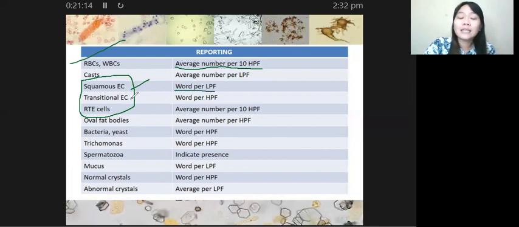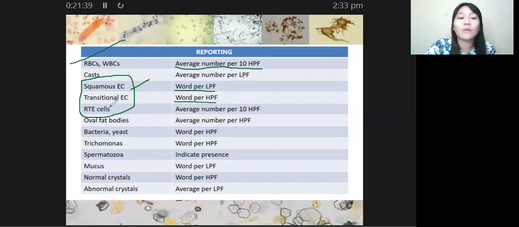Okay? Your transitional epithelial cells, they are not significant if they are present in small numbers. However, with high numbers of transitional epithelial cells present in your urine sample, they may be significant. Okay? Or they are significant. So how are we going to report your transitional epithelial cells? They are reported as word per HPF.